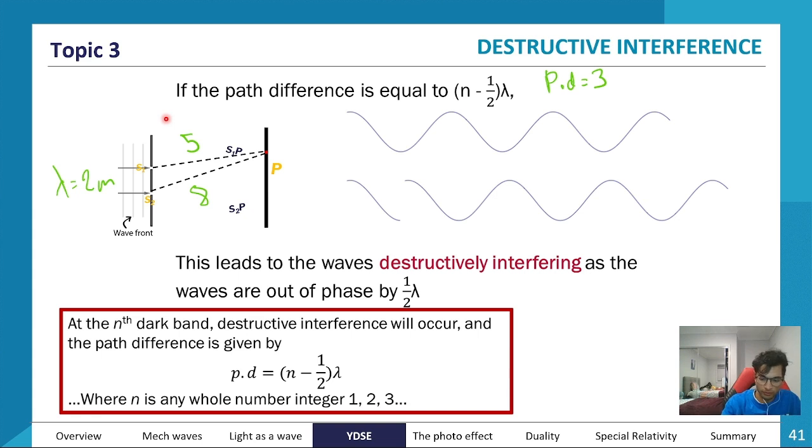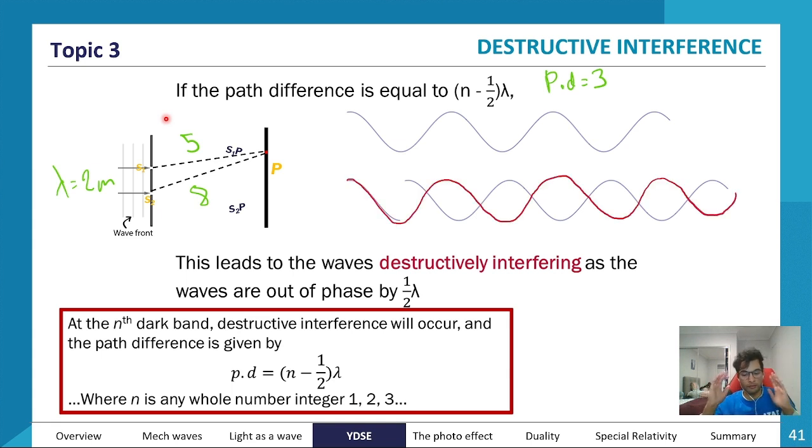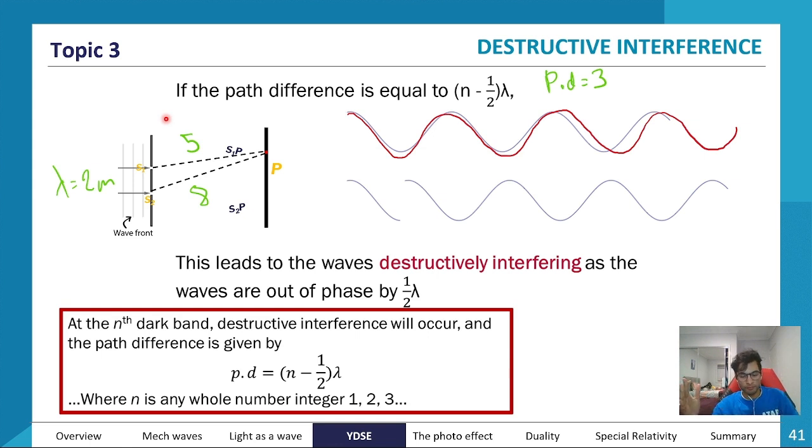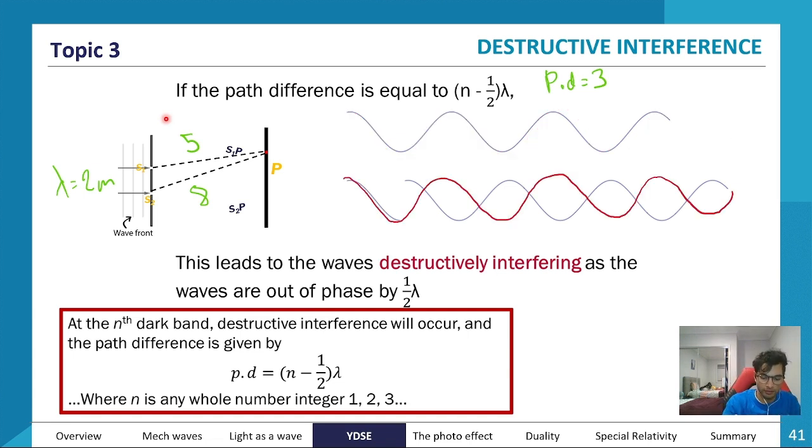I'll just quickly draw this out. These are our two waves traveling, and we have a path difference of 3. Actually, for the sake of argument, I'll say the red wave travels a distance of 6, just to keep in sync with the slide. So we have a path difference of 1, because 6 minus 5 is 1. Everything else is still the same.